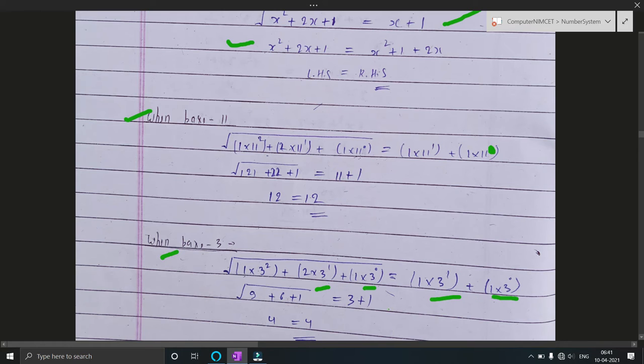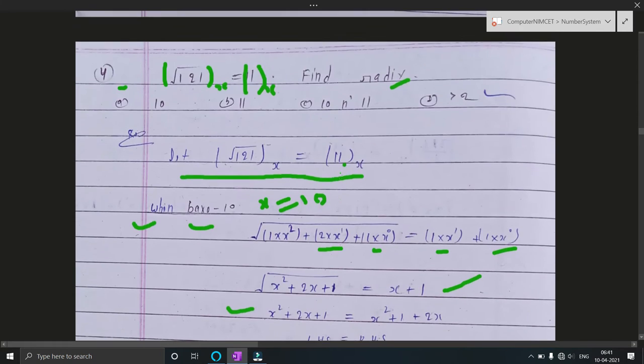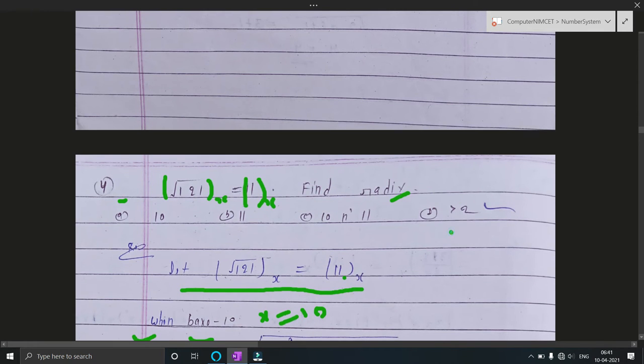So we get 3 times 3 is 9, 3 times 2 is 6, and 3 power 0 is 1. So 9 plus 6 is 15, plus 1 is 16, and square root of 16 is 4. 4 equals 4. So if base is 3, this equation is also true. That means the option will be D. If base is 10 this equation is true, if base is 11 it is true, and for 3 it is true. So if we put any base greater than 2, this equation will be true.